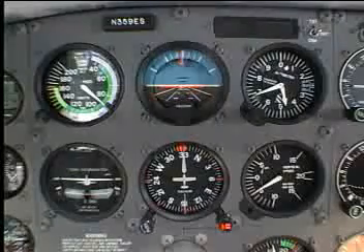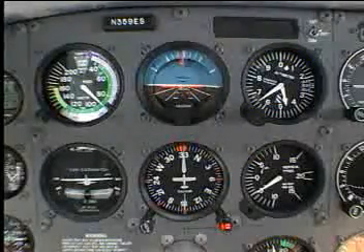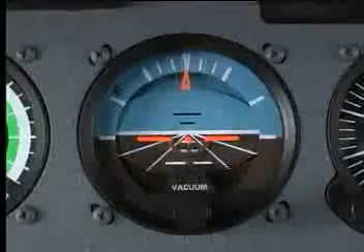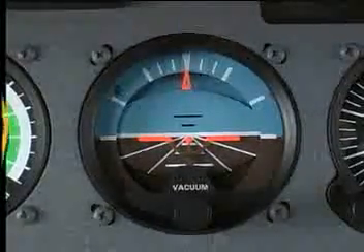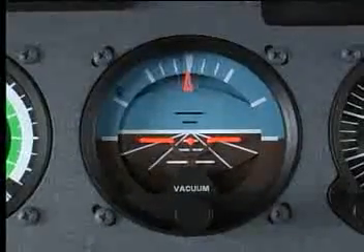To maintain the descent at 90 knots, check the airspeed indicator. If your airspeed is higher than you want, increase your pitch attitude. And if your airspeed is lower than you want, decrease your pitch attitude.